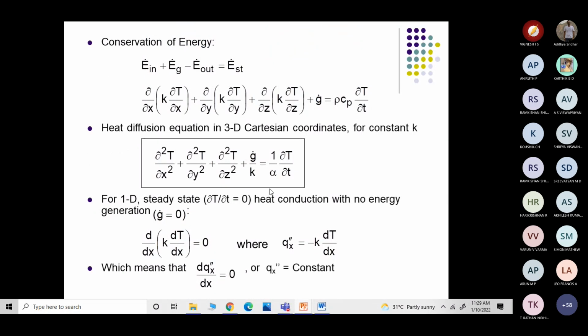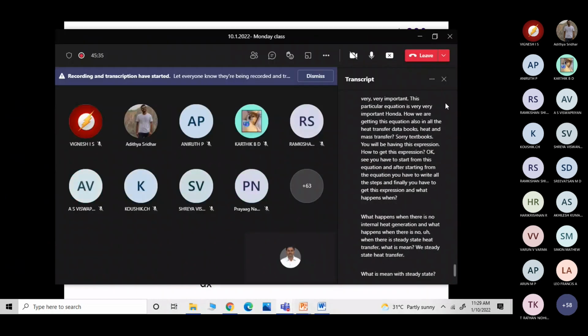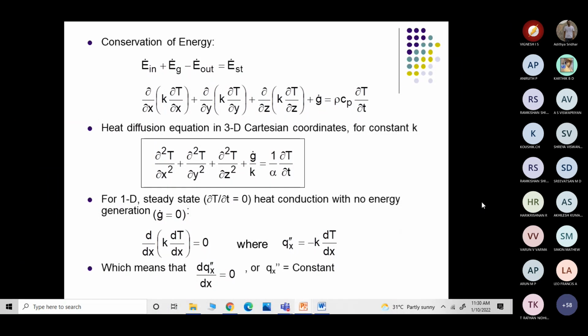And what happens when there is no internal heat generation, and when there is steady state heat transfer? What is meant by steady state? It means there is no change in temperature with respect to time. Steady state means the temperature won't change with respect to time. Unsteady state means temperature change will be there. No change in temperature with respect to time is steady state.